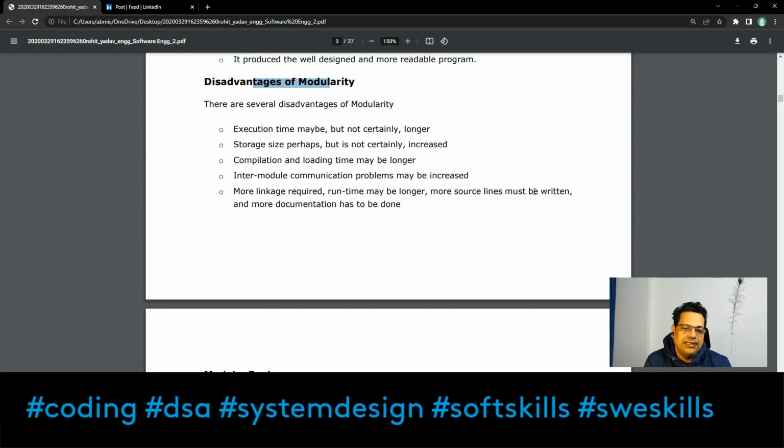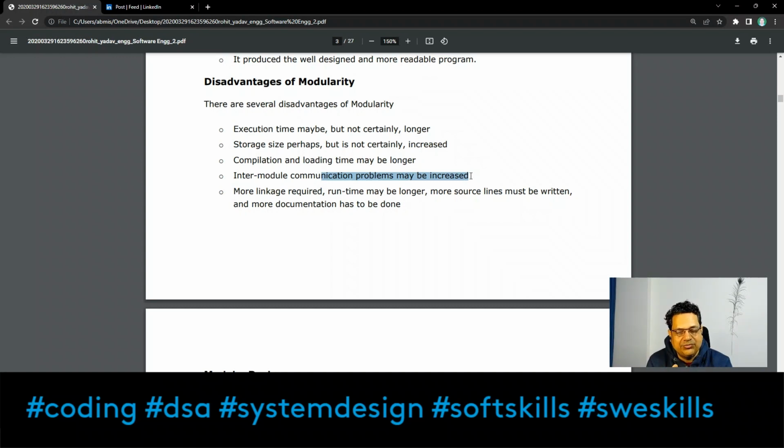Then inter-module communication problems may be increased. This seems significant to me, because if you divide into multiple modules, when you have only one module, probably there is no communication challenge, right? But if you have multiple modules, that will create communication problems between these modules. It is not a problem, but it's a challenging one, because making synchronization among the modules is the challenge over there, right?